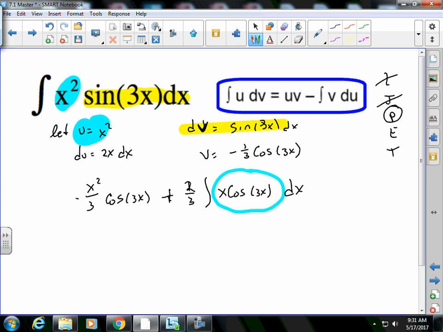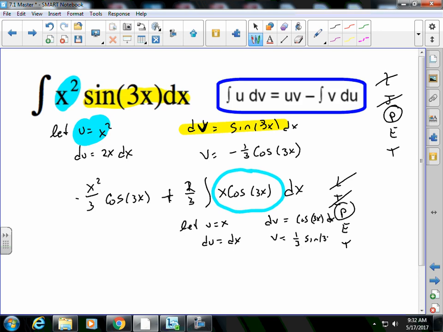So what do we do? We're going to apply parts again. And so we're going to say LIPET one more time. No log, no inverse trig, but I do have a polynomial. So I'm going to say let u equal x. du is equal to dx. dv has to be what's left over, which is the cosine 3x dx. So v has to equal 1/3 sine 3x.